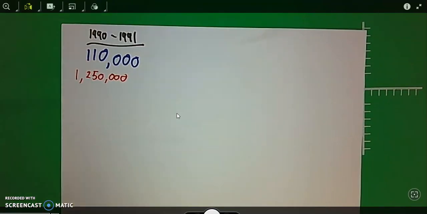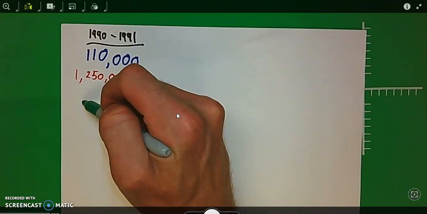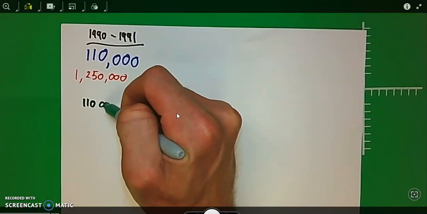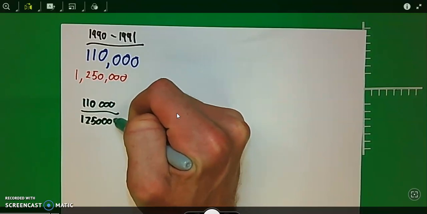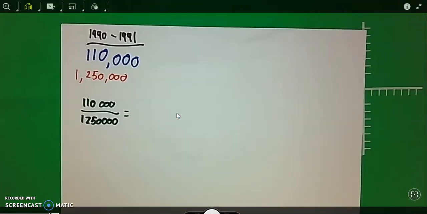Okay, so what we can figure out with this information is the proportion of the total population that was enrolled in college. We do this simply by dividing the number of people enrolled in college by the total population. So let's do that. 110,000 divided by 1,250,000, which equals, let's get out a calculator.